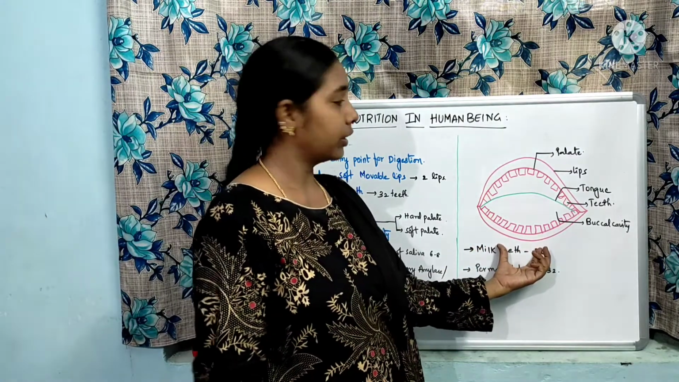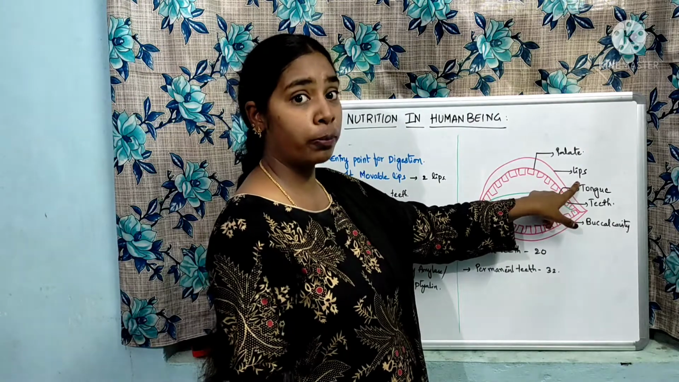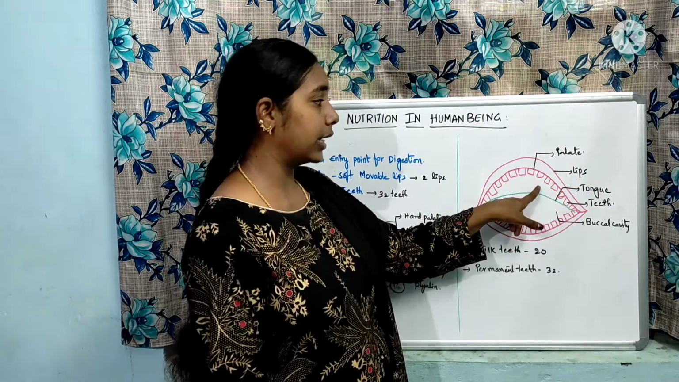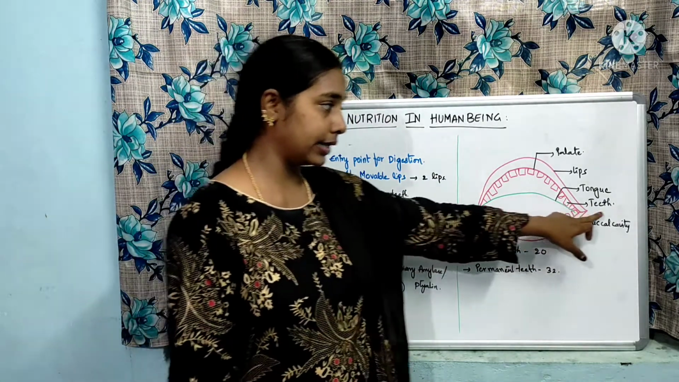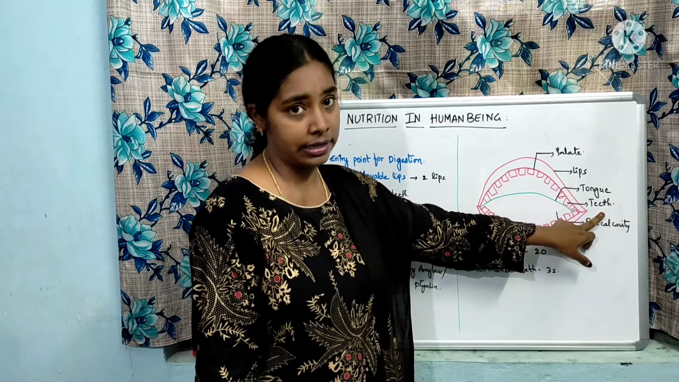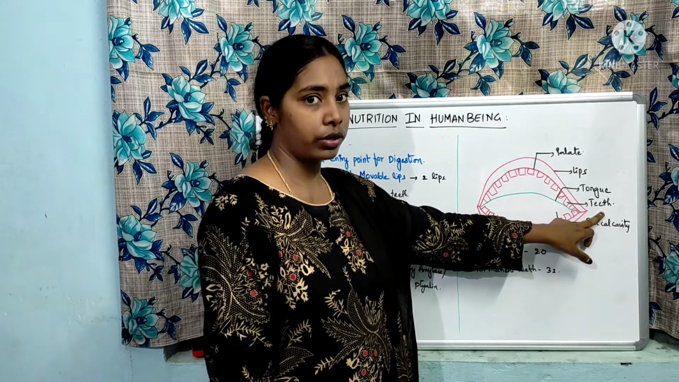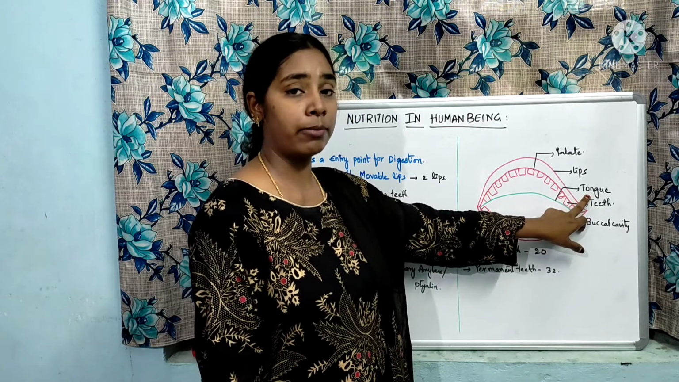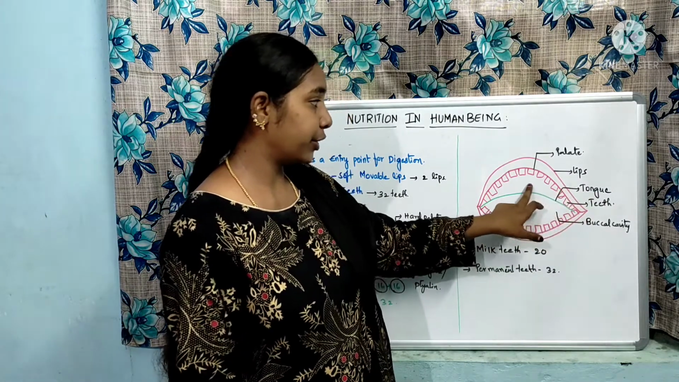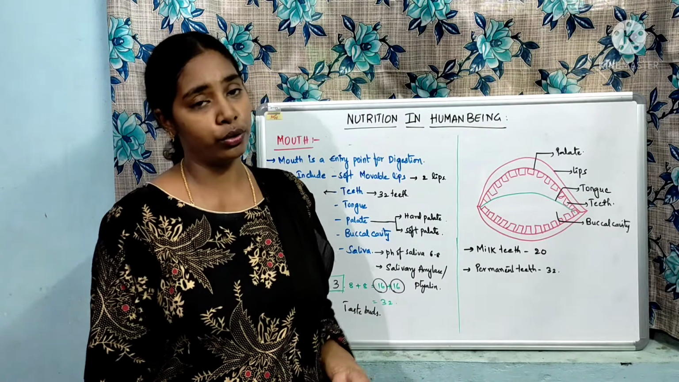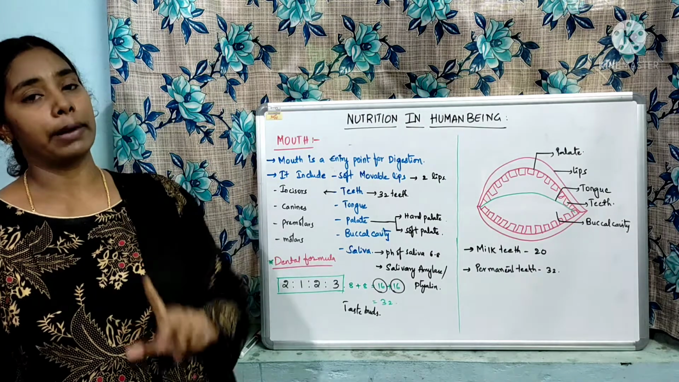Coming to our diagram, these are the lips, upper lip and lower lip, which help prevent food from flowing out. When you enter our mouth, the empty space is called the buccal cavity. The buccal cavity contains teeth, a total of 32 in an adult: 20 milk teeth and 32 permanent teeth. Next, it contains the tongue, which acts as a spoon. Later, the palate, which has two types, hard palate and soft palate. The hard palate separates the nasal cavity from the buccal cavity.